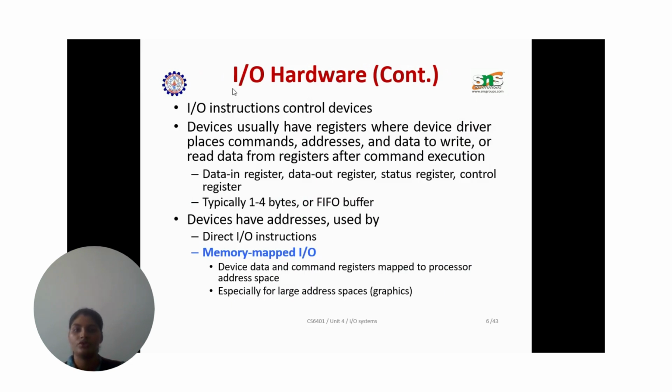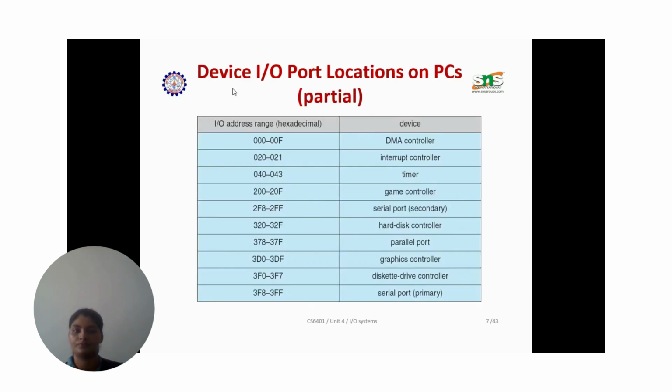Then, I/O instructions control devices. Devices usually have registers where the device driver places commands, addresses, and data to write, or reads from registers after command execution. Devices have addresses used by direct I/O instructions, or memory mapped I/O. These are the different I/O port locations on PCs.